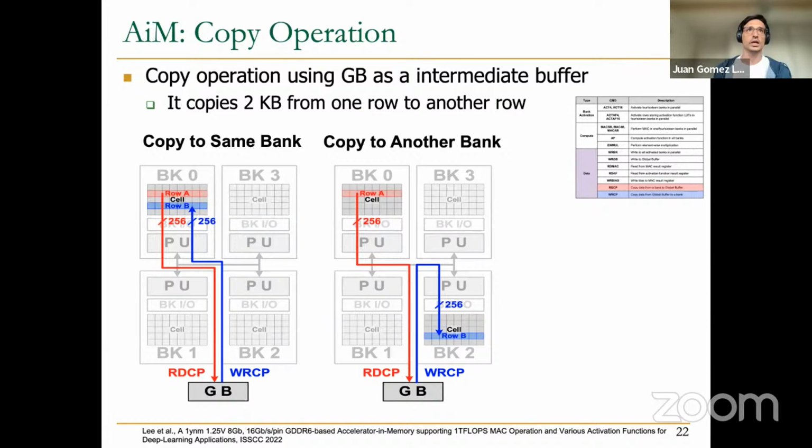And they enable two different commands, read copy and write copy, in order to perform copy operations from one row to another row, either in the same bank or to another bank. And to do so, it's necessary to use these two commands. As I said, first of all, this read copy will move 2 kilobytes from one row to the global buffer, and then the write copy moves back the contents of the global buffer to a different row, either in the same bank or in a different bank.